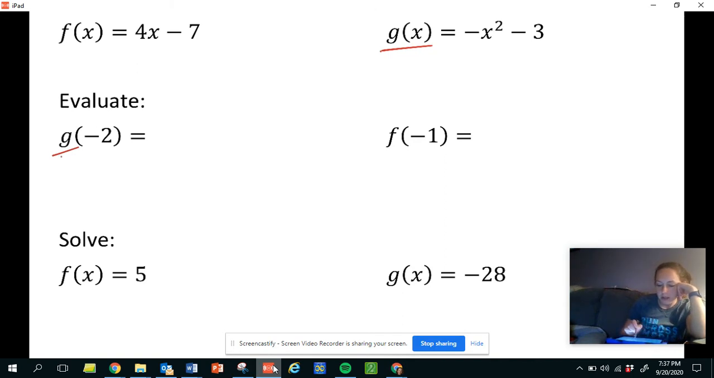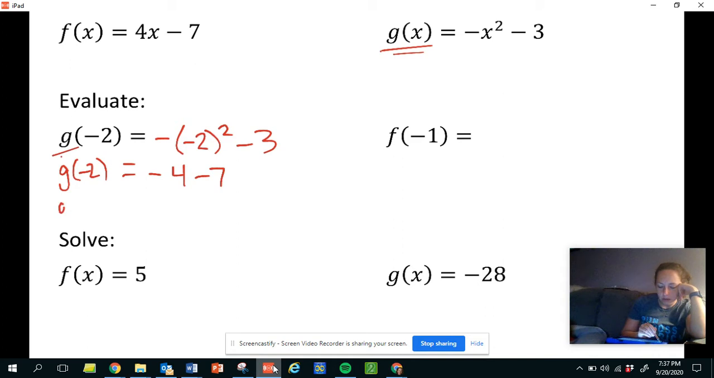And you have to be careful because I'm plugging this into the g function, okay? So I'm going to take the g function, but instead of x, I'm going to put -2 in parentheses. In this case, -2 squared is going to give me +4, but this negative will make it negative again. And then all I have to do is add, and I get -2. So g of -2 gives me -11. So the input or the x was -2 and the output or the y would be -11.